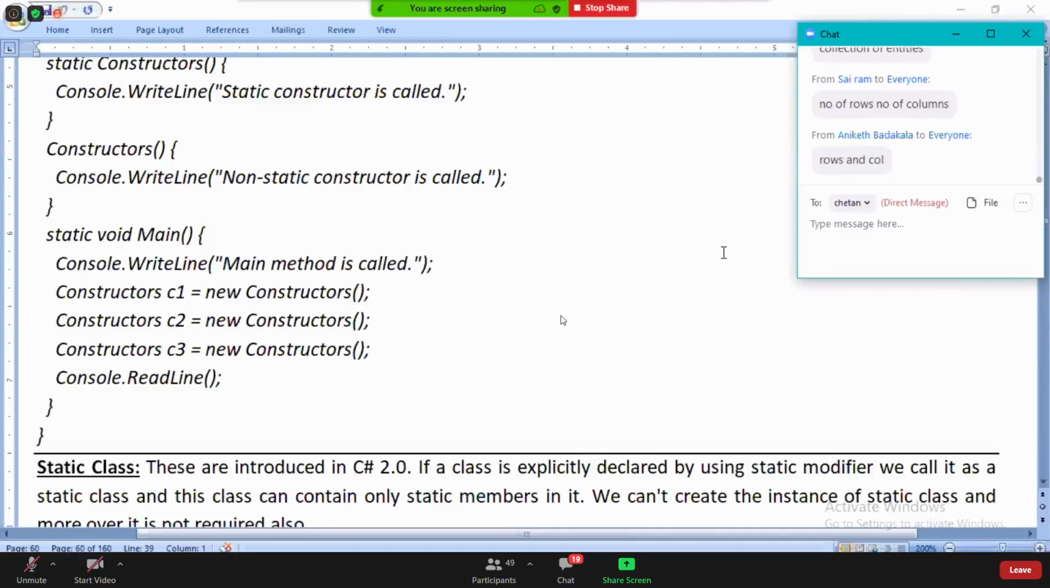Again, I'm asking you here. I don't want to know what does it contain. I did not ask you. You're telling rows and columns. Did I ask you what does a table contain in it? What does a table represent?